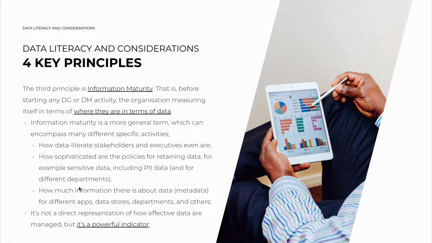Another example is how much information there is about data, that is, metadata, for different applications, for different data stores, departments, and others. As we'll see in later lessons, metadata are crucial. They store business rules, data validity requirements, data owner information, the lineage of data throughout different stages, information on the data structures and formats, and more. How much metadata you have and how good they are tells you a lot about your information sophistication.